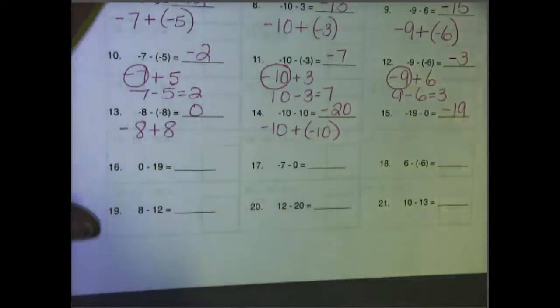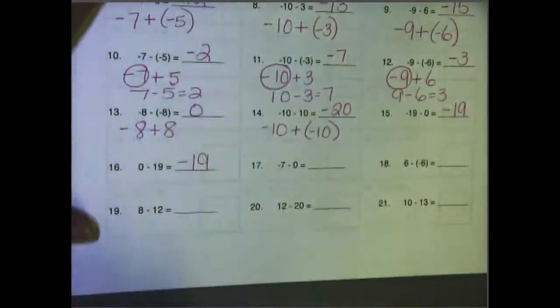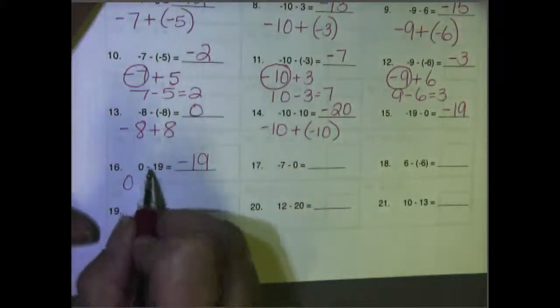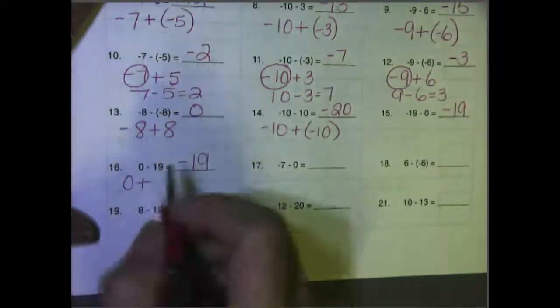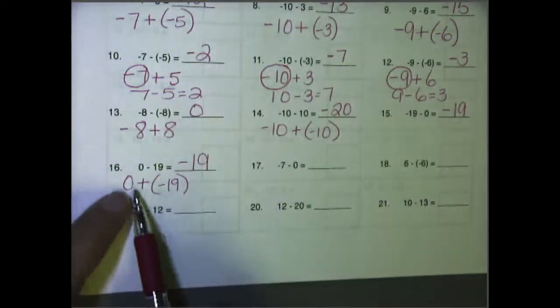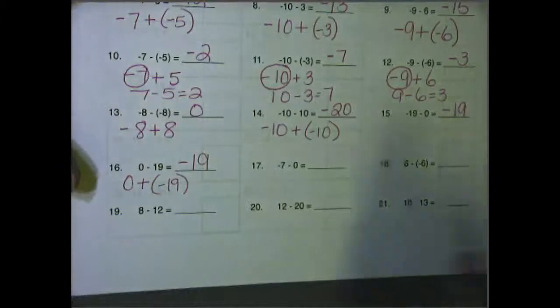0 minus 19. Well, if I subtract 19 from 0, I get negative 19. If you need to show the work, 0 stays the same. Subtraction becomes addition. 19 becomes negative 19. And then add the two together. 0 plus negative 19 equals negative 19.